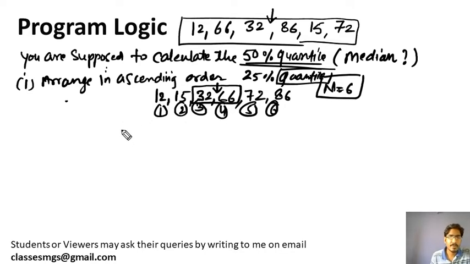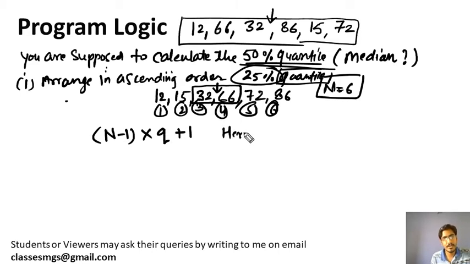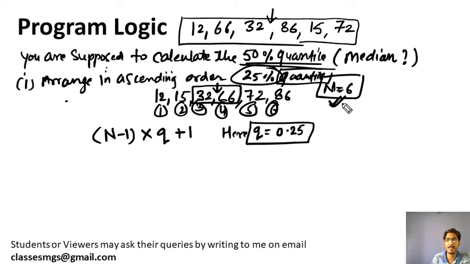First we need to find out the term at which the 25% quantile exists. So this is the formula you should remember. The formula is (n minus 1) into q plus 1. Here q is the quantile that we want to calculate. Q is 0.25, since you want to calculate the 25th quantile. N is the number of elements. Here n is 6, and q is equal to 0.25.